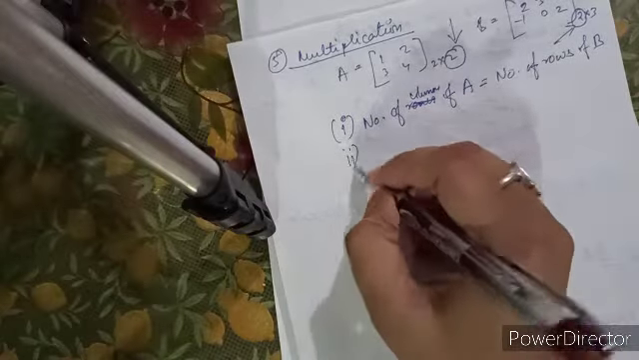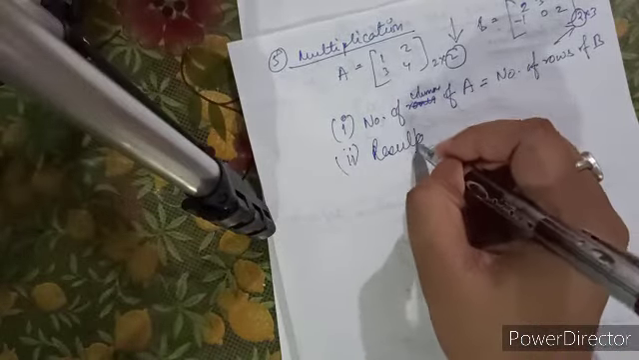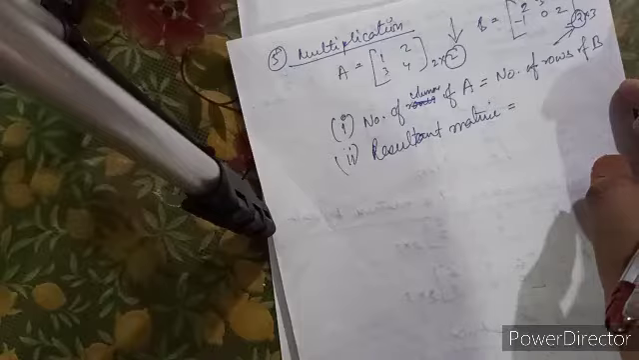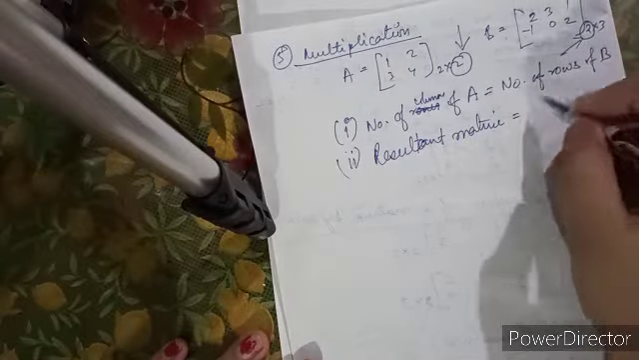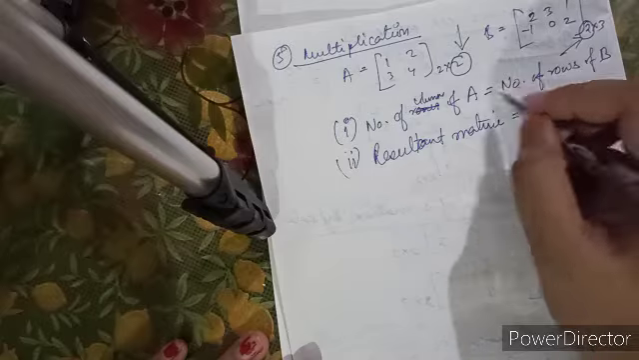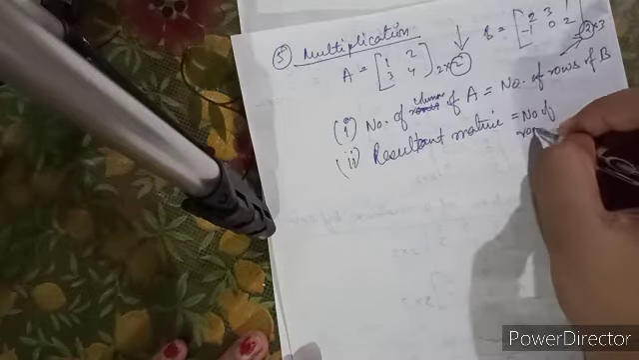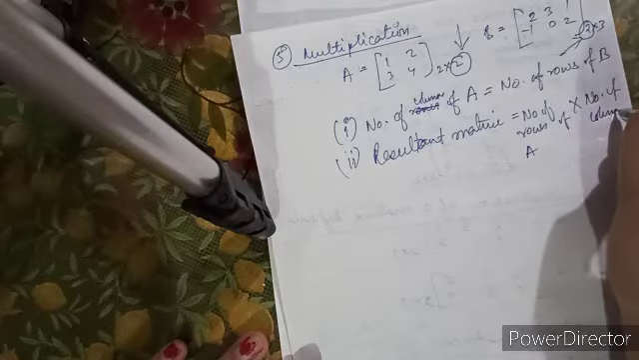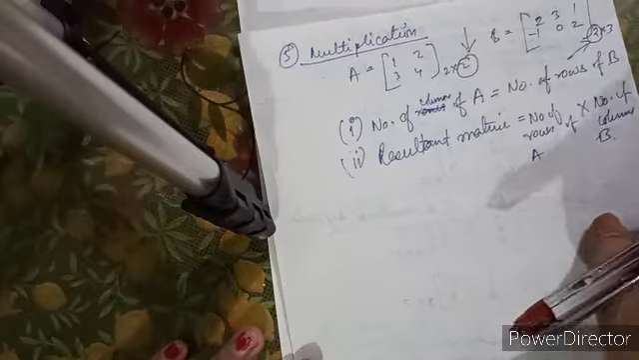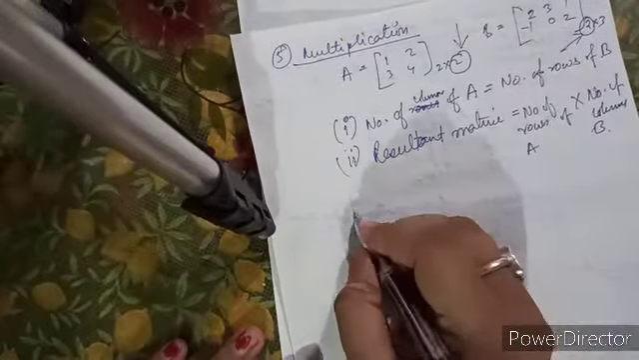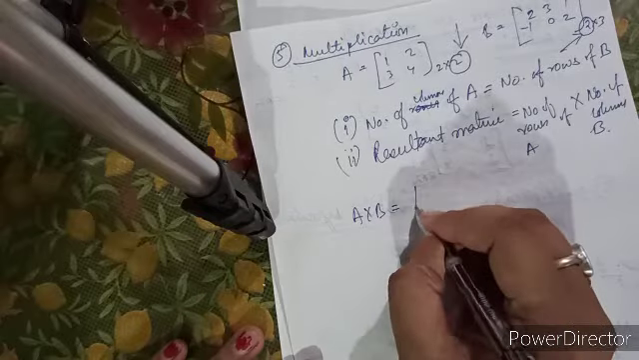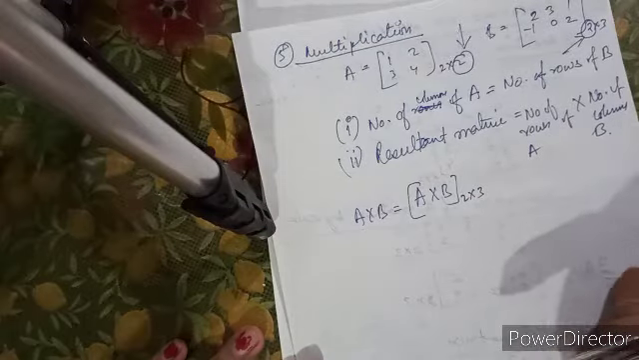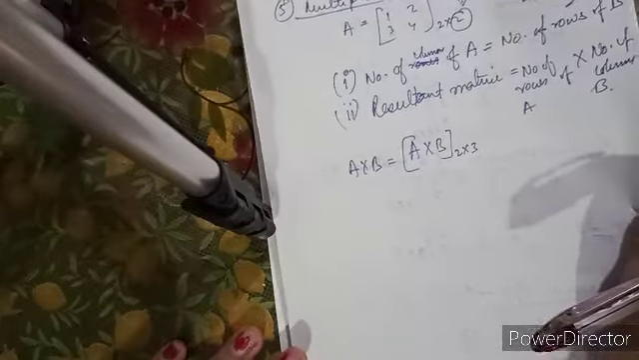And the resultant matrix after multiplying, how will it look? That means how many rows and how many columns will be there. How will you know? Its order will be the number of rows of your first matrix into the number of columns of your second matrix. So if I take these two matrices, A cross B, what will be the final order? That is 2 cross 3. So after multiplying, you will have 2 rows and 3 columns.